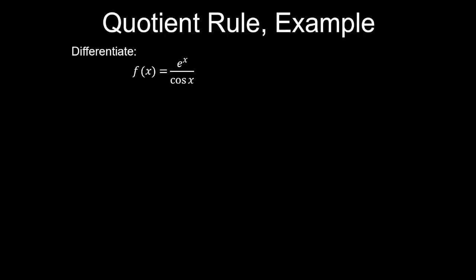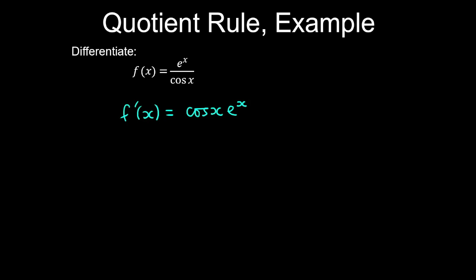Let's differentiate this function, which is a quotient of two functions. So the derivative we can obtain using the mnemonic low d high. So we keep the lower function constant and differentiate the upper function. And then minus high d low.